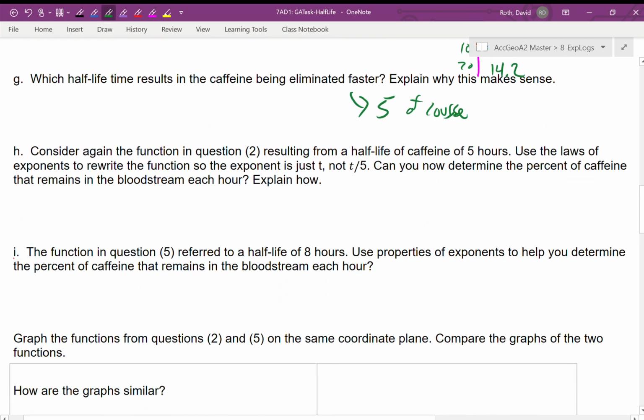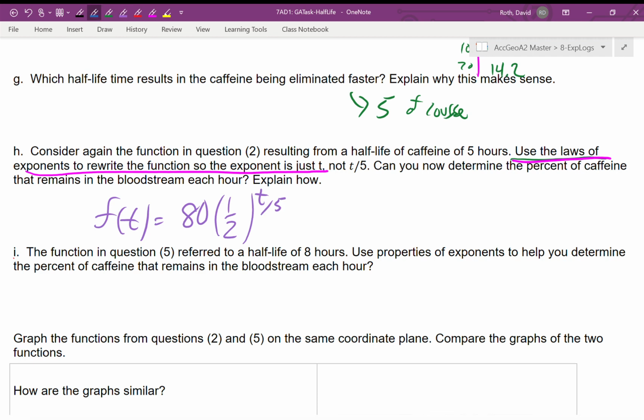Now, this is very important. Don't wait for me to answer it. I'll put it in pink so it stands out more. Use laws of exponents to rewrite the function so the exponent is just t, not t over 5. For easy reference, let's copy down the function from up above. F of t, what was it, 80 times 1/2 to the t over 5 power. Now, go, do it. Hit pause. See if you can think about how you could rewrite this so there's only a t outside the parenthesis. Go.